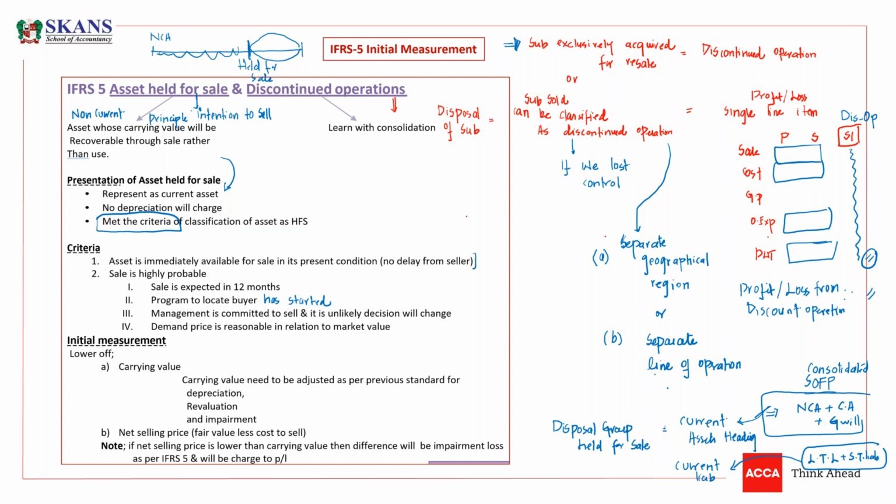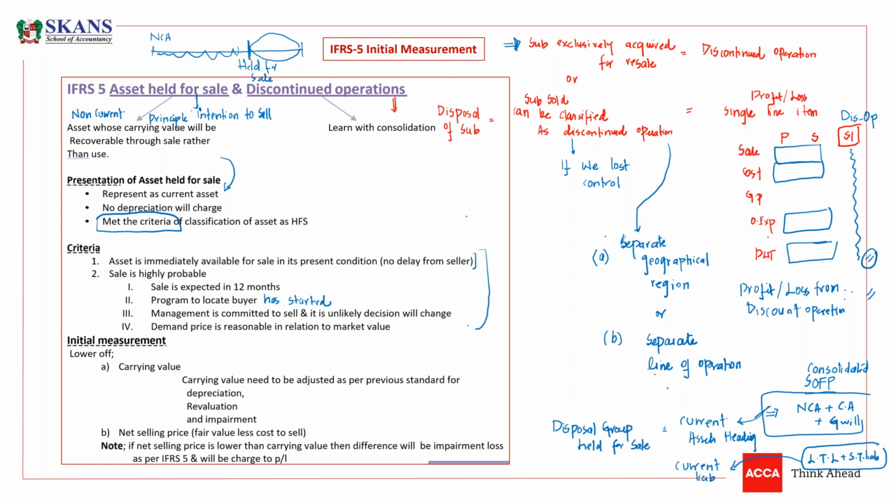So management is committed to sell, and it is unlikely that the decision will change. Demand price is reasonable in relation to market value. If you are asking too much, you are asking more than market value, obviously your asset will not be sold. So they are saying that the demand price should be reasonable if you really want to sell the asset. So if all the criteria are met, then we will say this asset is an asset held for sale.